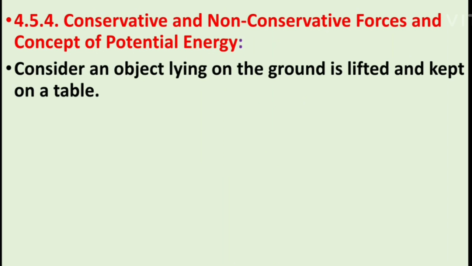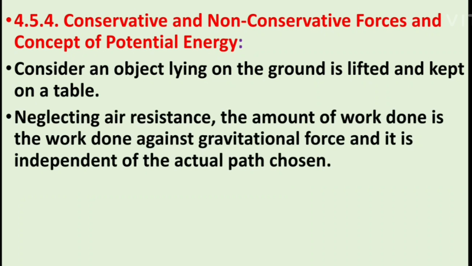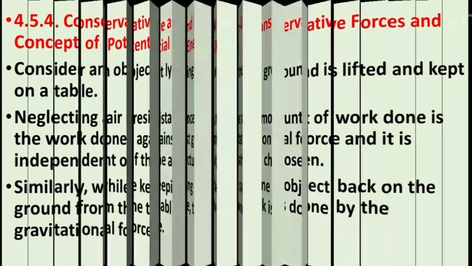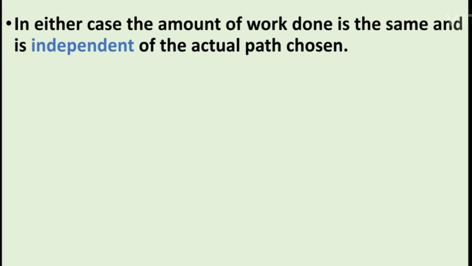Consider an object lying on the ground is lifted and kept on a table. Neglecting resistance, the amount of work done is the work done against gravitational force and it is independent of the actual path chosen. Similarly, while keeping the same object back on the ground from the table, the work is done by the gravitational force. In either case, the amount of work done is the same and is independent of the actual path chosen.